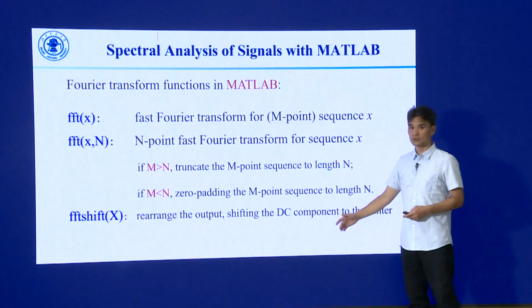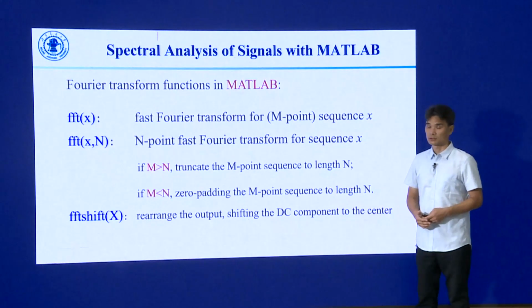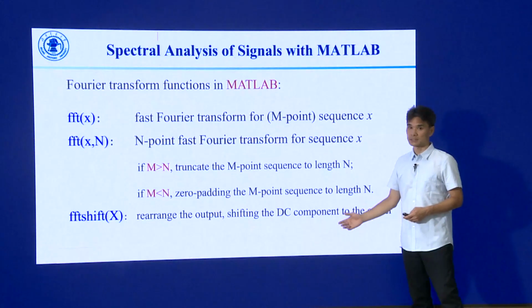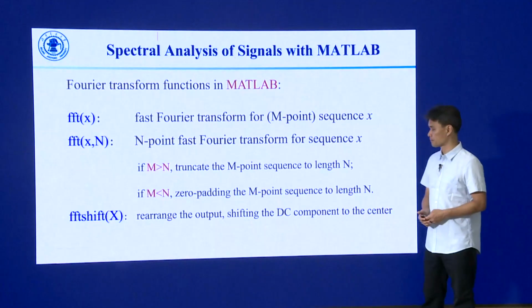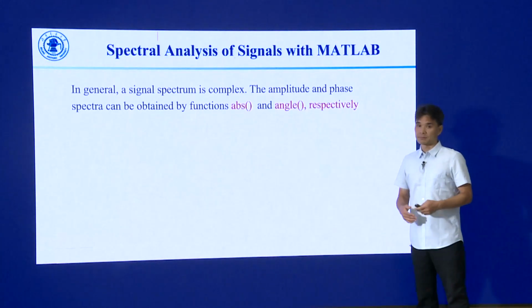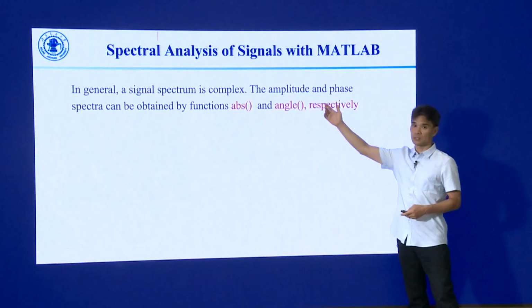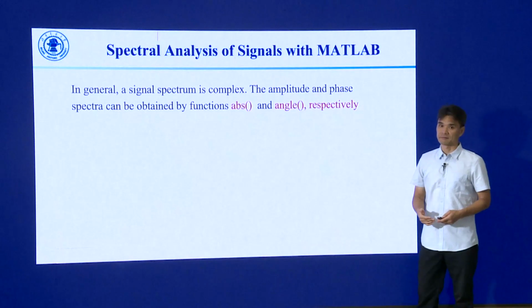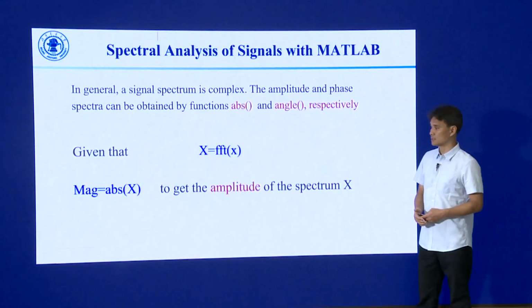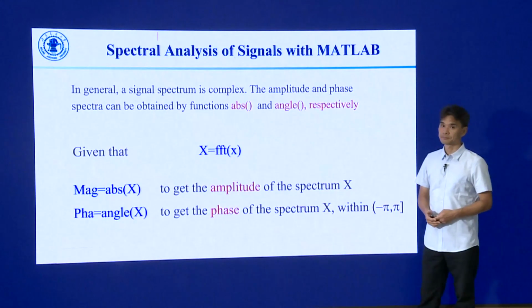And there's another often used function, fftshift. The function is trying to move the DC components to the center of the signal. And in general, a signal spectrum is a complex function, so we generally have 2 parts. One is the amplitude spectrum, another one is the phase spectrum. And these 2 functions can help us get the amplitude and the phase spectrum.